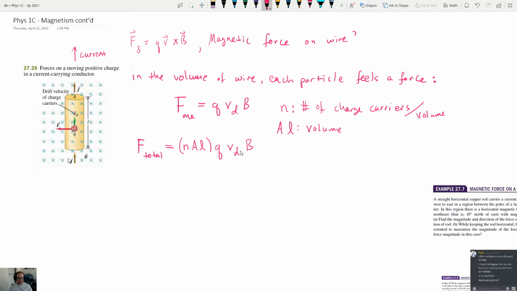the magnetic field. And I'm going to go ahead and turn this into a vector equation now, because we know that if we take the velocity vector and we cross-product it with the magnetic field, then that's going to give us the direction of the force.